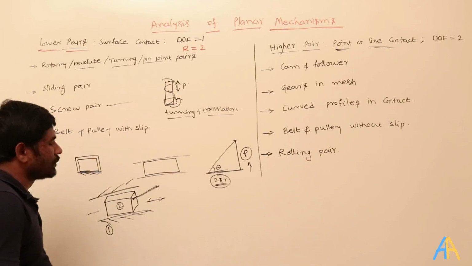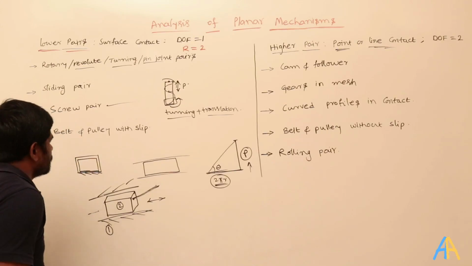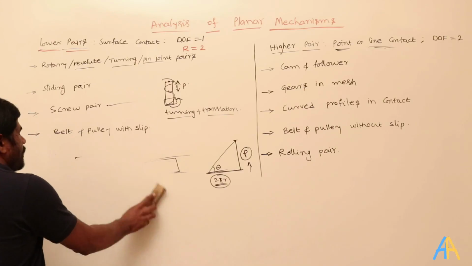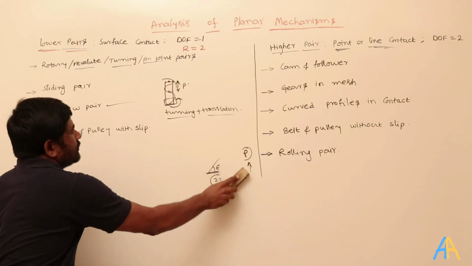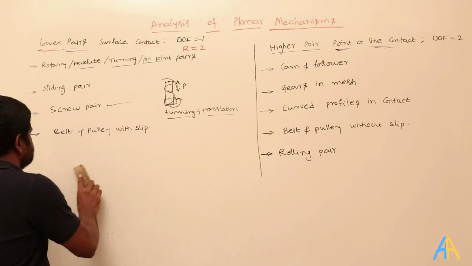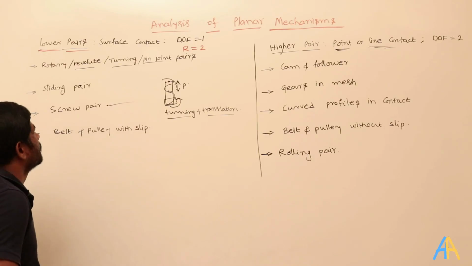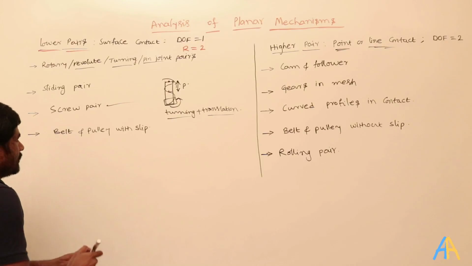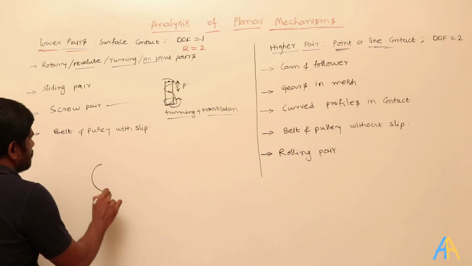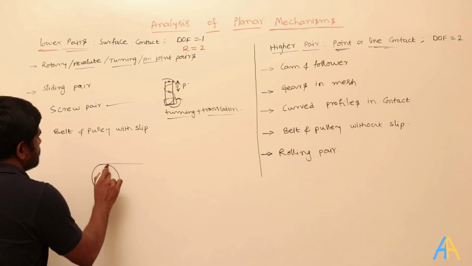And belt and pulley, this is an interesting case. How do belt and pulley become a lower pair with slip? See, for example, this is the pulley and this is the belt.